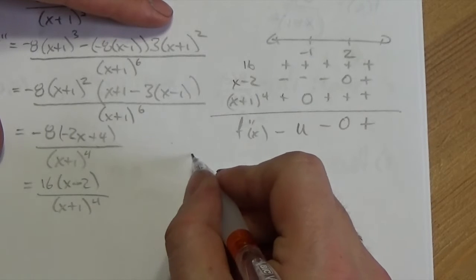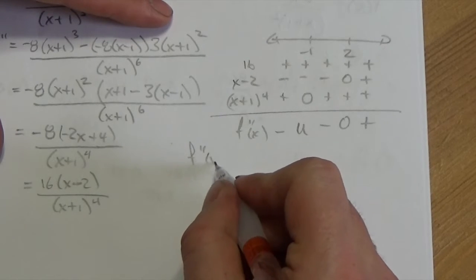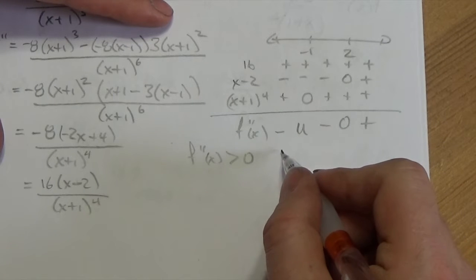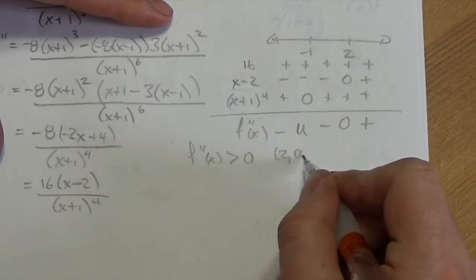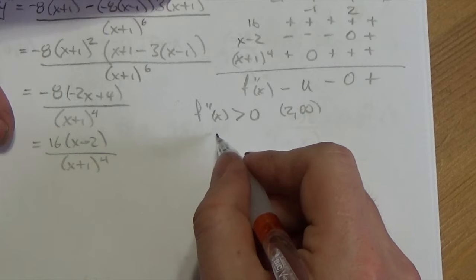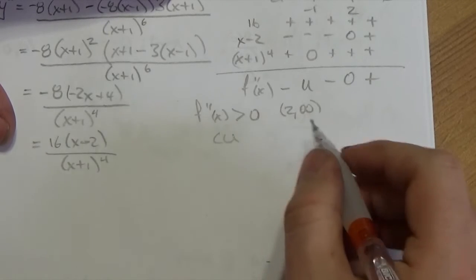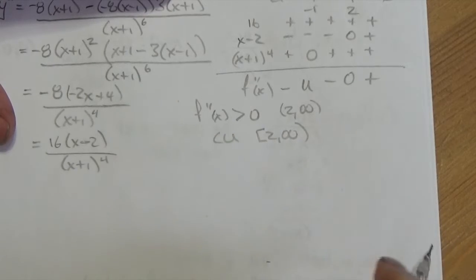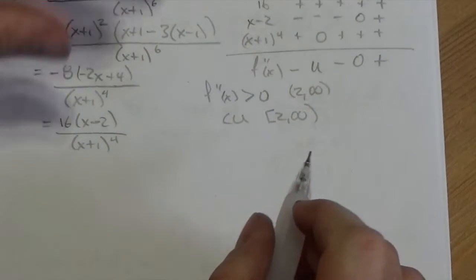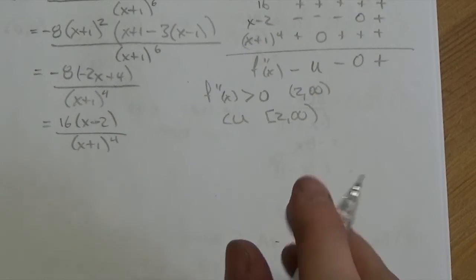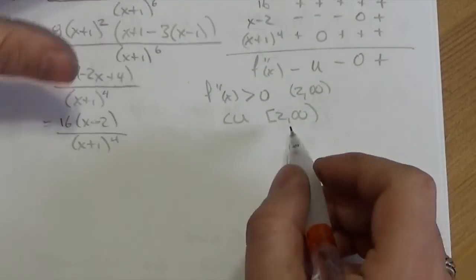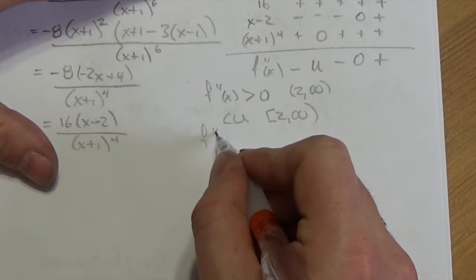So what I'm seeing here is that my second derivative is positive on the interval from 2 out to infinity, which means the graph here is going to be concave up on the interval from 2 out to infinity, including the 2. So the second derivative is positive on the open interval, it's concave up on the closed interval.